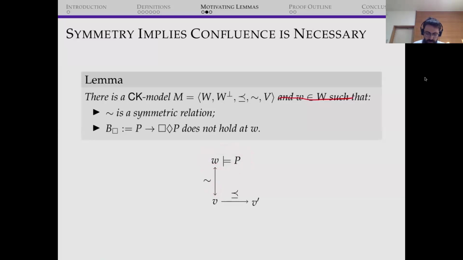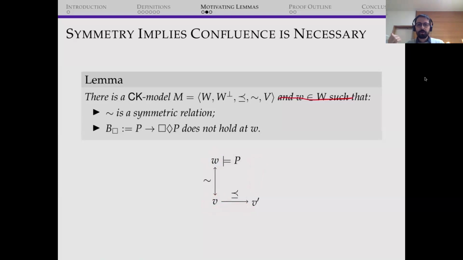nothing fallible or anything, and this is a symmetric relation, but B doesn't hold here. The thing is, P holds here, but box diamond P does not hold, because if box diamond P held here, then diamond P would hold here. But box P works here, so diamond P would work here. But diamond P doesn't hold here, because you can increase information in some way where you cannot access anything which satisfies P. So okay, we need confluence.